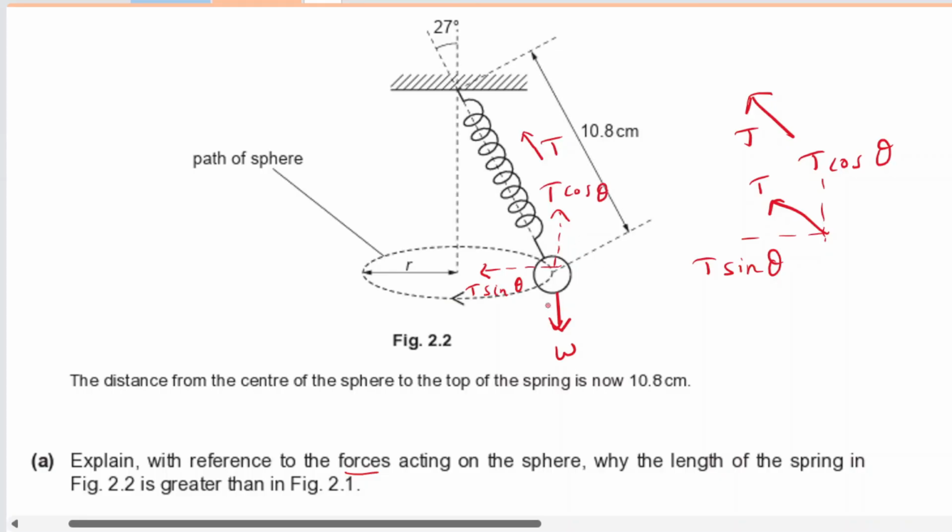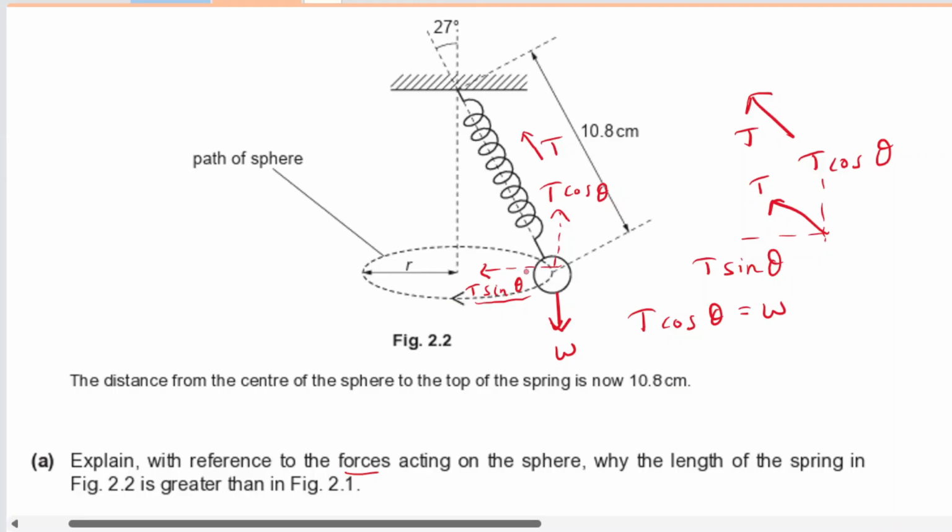So you can see that now the weight is actually being balanced by the vertical component of this tension, right? So T cos theta equals W. And this T sine theta will actually be the unbalanced force. There's nothing cancelling this out. And the unbalanced force, if you remember, is the resultant force, which is the centripetal force.